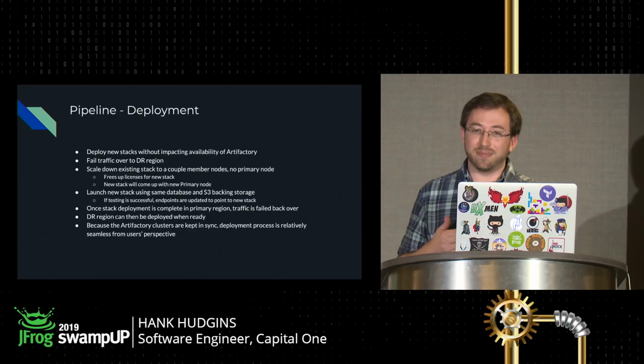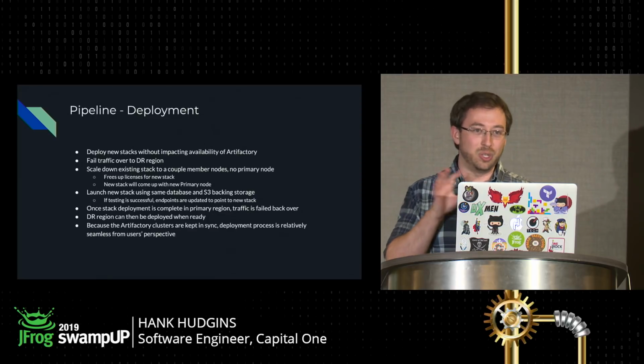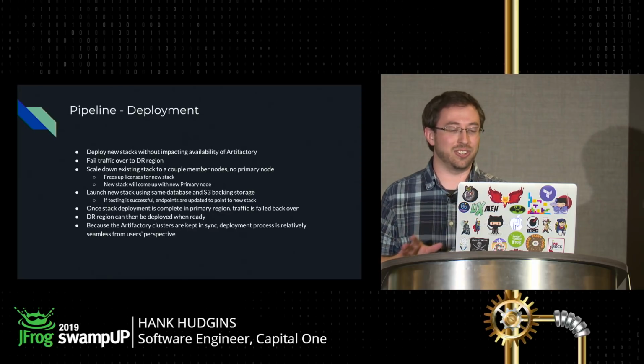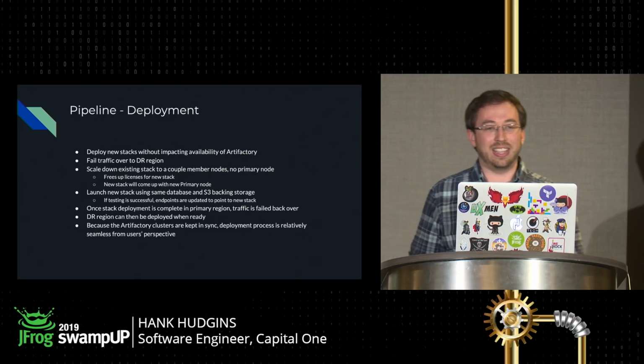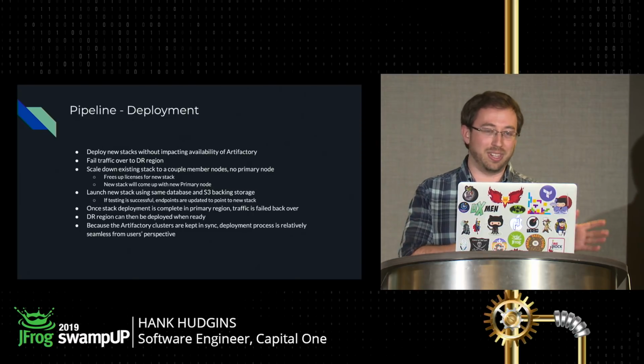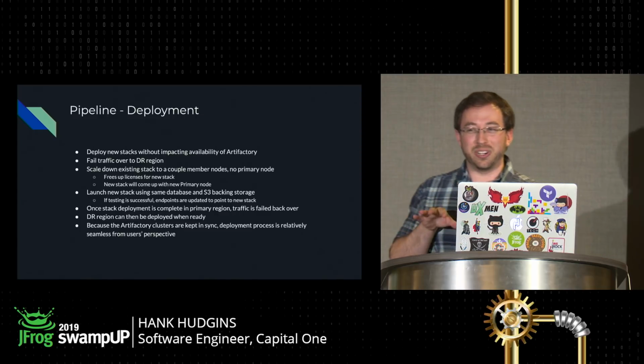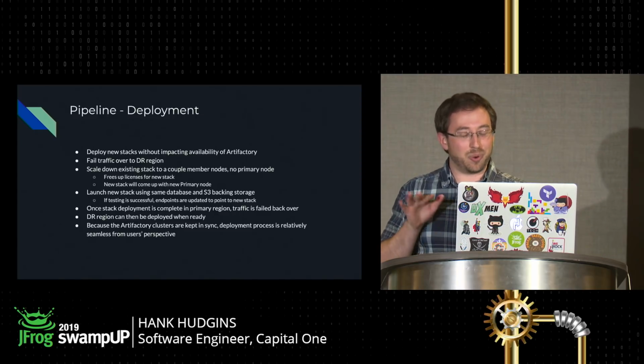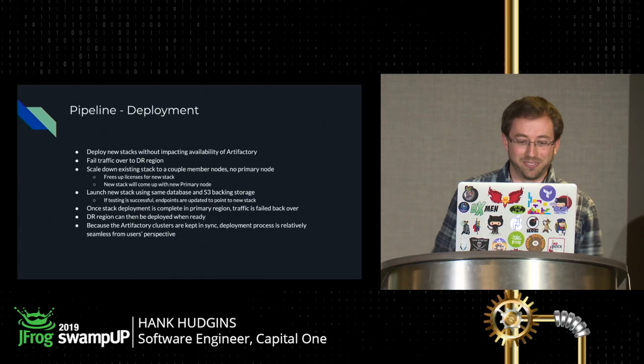Once we flip traffic back over to the primary region, we wait a little bit just to see if users hitting the cluster is going to cause any additional issues. And when we're ready, we can deploy to our DR region as well. So that's kind of the blue-green strategy there. I know it's not quite blue-green, but it's a little pseudo.